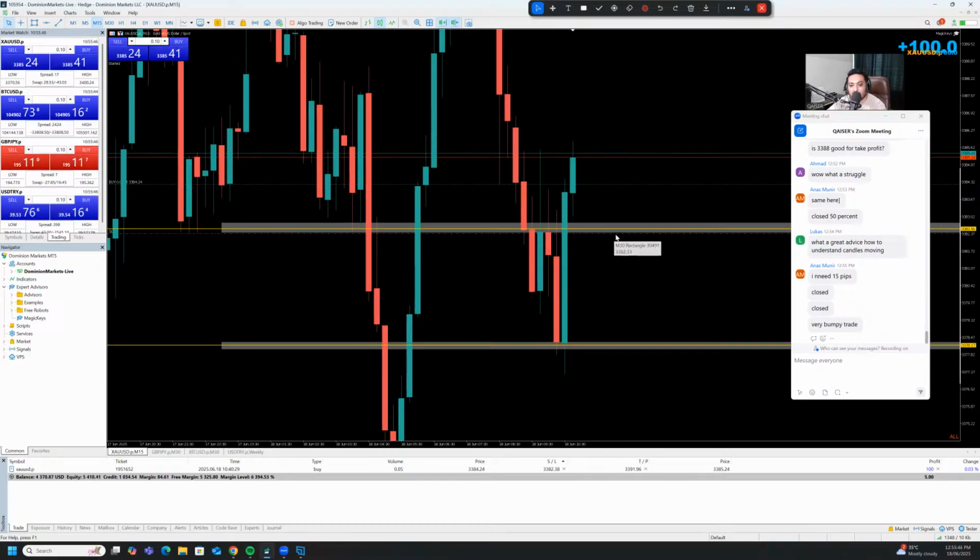What I'm going to do, actually, is bring my stop loss below the current candle now. So here you guys need to close 90-50% of the position.